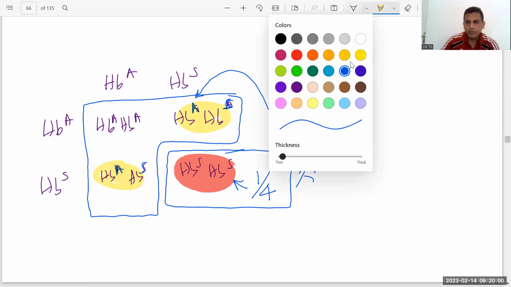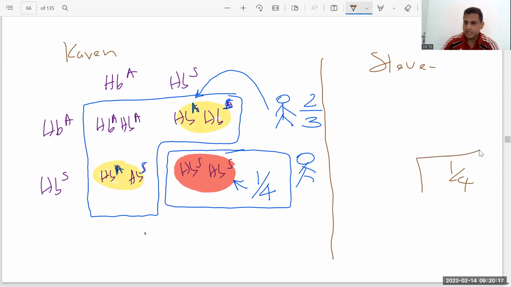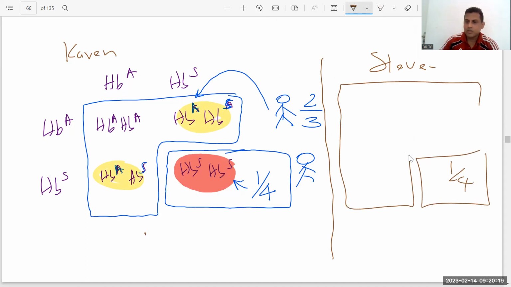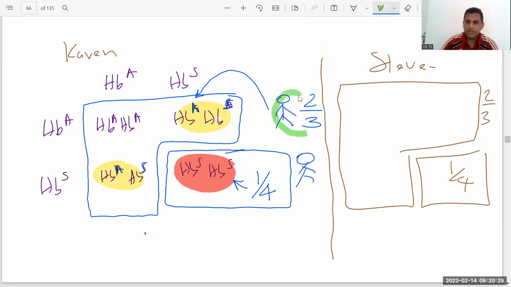Right now, in both conditions, it's the same. That means this is Karen and that's Steve. It's the same for them. So Karen and Steve are exactly the same because in their family, again, they have a sibling with sickle cell disease, and for Steve, again out of 3, the probability is 2. Right now, this is the probability of being a carrier.